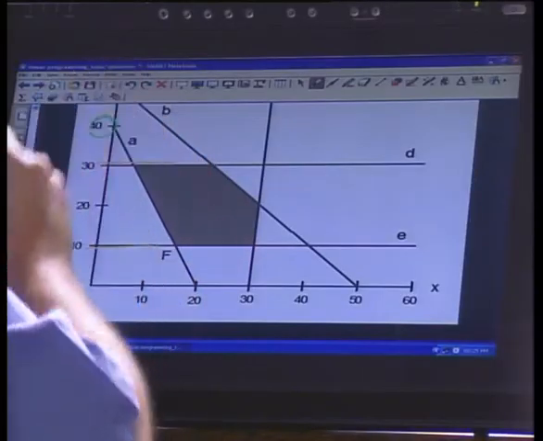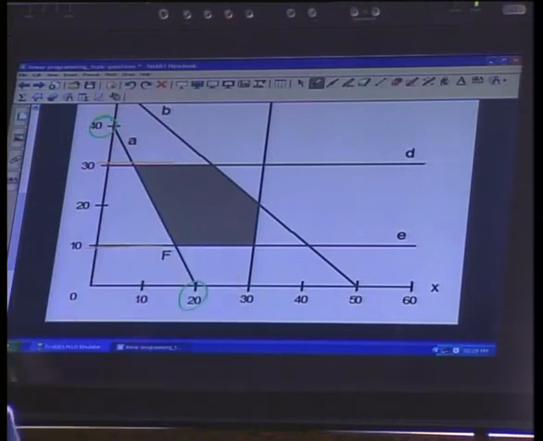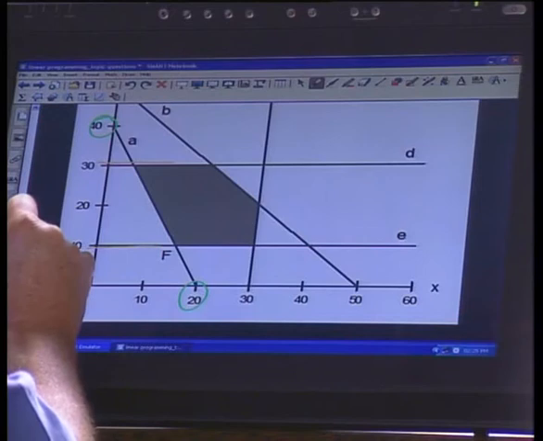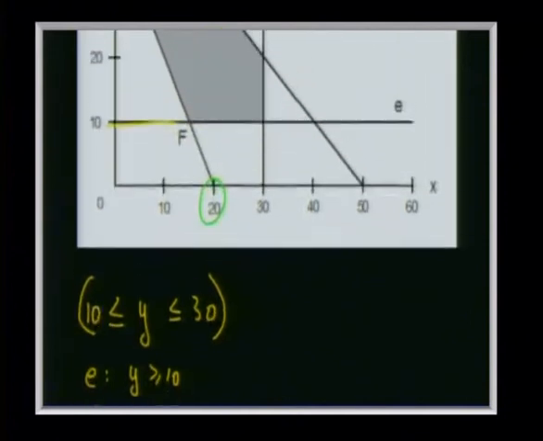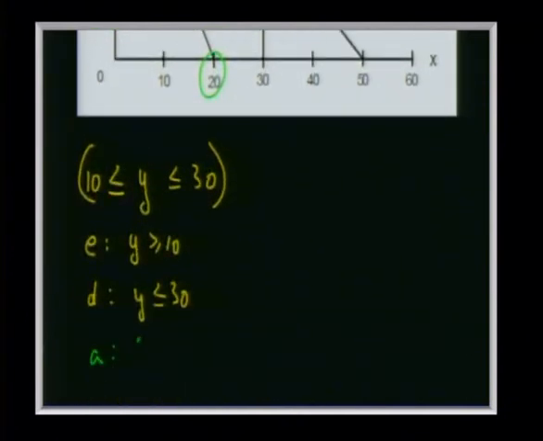Right, the next line I'm going to do is line A, which has a y-intercept of 40 and an x-intercept of 20. I'm going to do it the newfangled way. Line A. What's my y-intercept again? It was 40. We've got x over 20 plus y over 40 is equal to 1. Yes, and I know I can write that equation as y is equal to minus 2x plus 40.